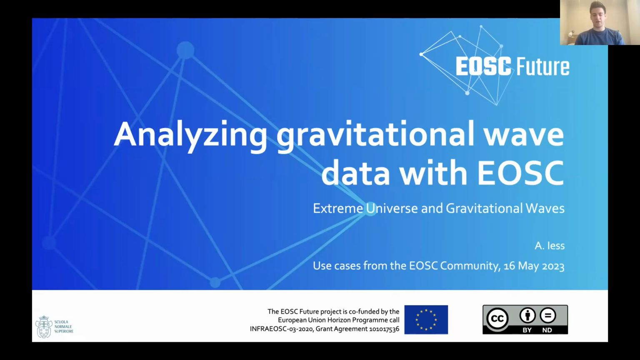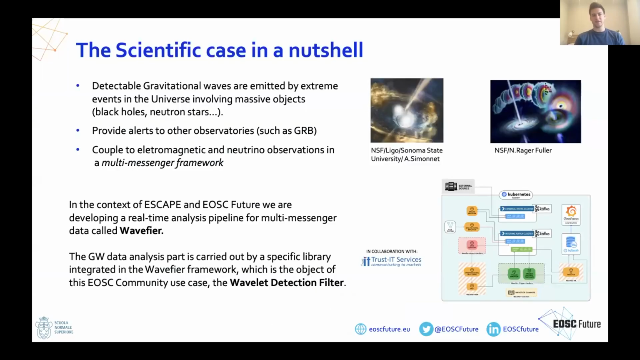So as another project regarding the extreme universe and specifically gravitational waves, I set up a tutorial for other researchers and students to show how you can use EOSC to start and pinpoint an analysis of gravitational wave data. The scientific case in a nutshell is that we've seen in the last 10 years a number of these gravitational wave events, which are produced in the context of extreme events such as massive black hole mergers or neutron stars, and can also be produced by another range of astrophysical events.